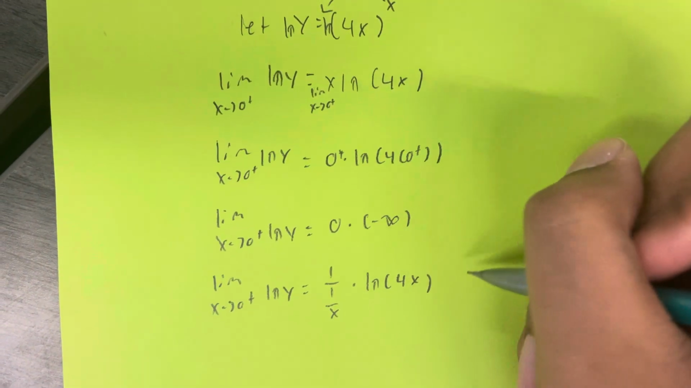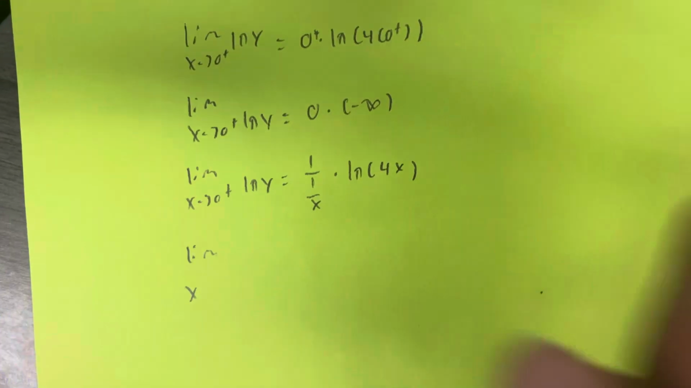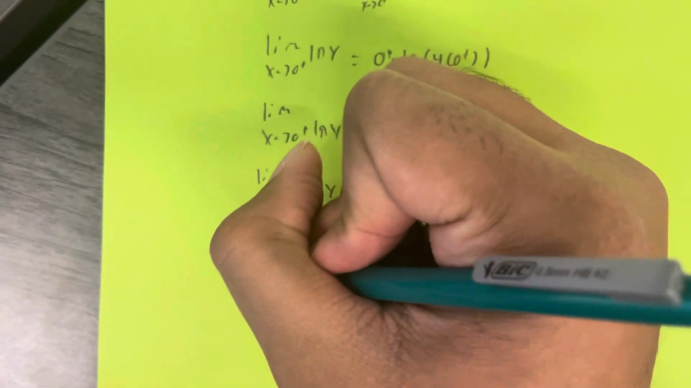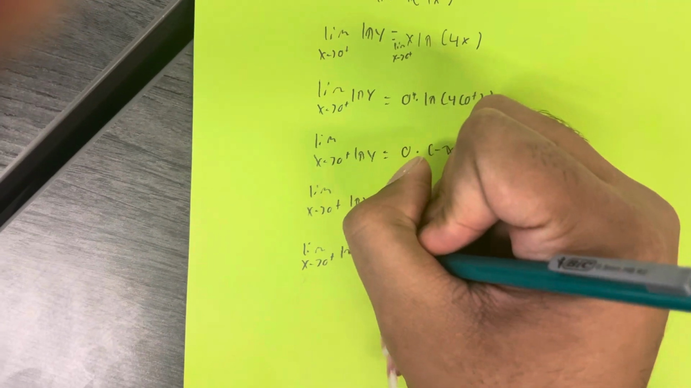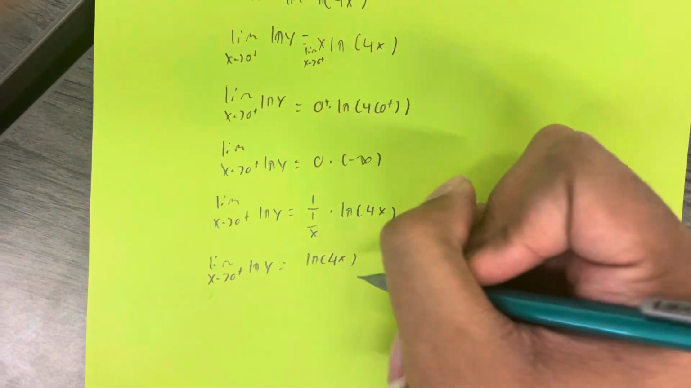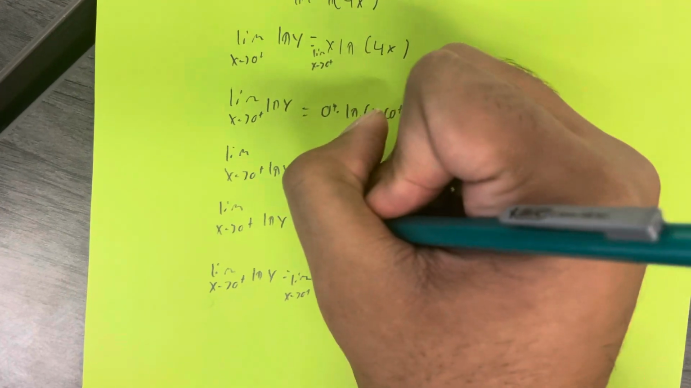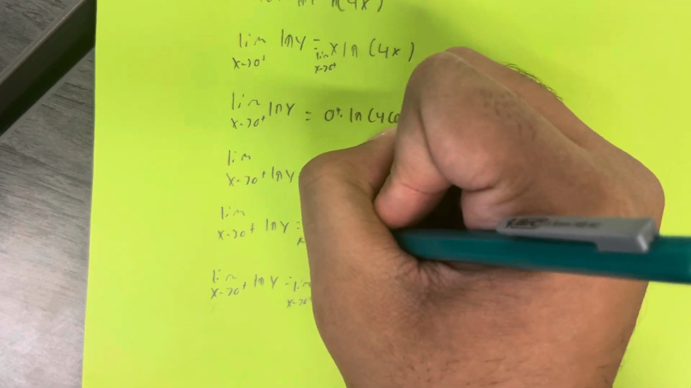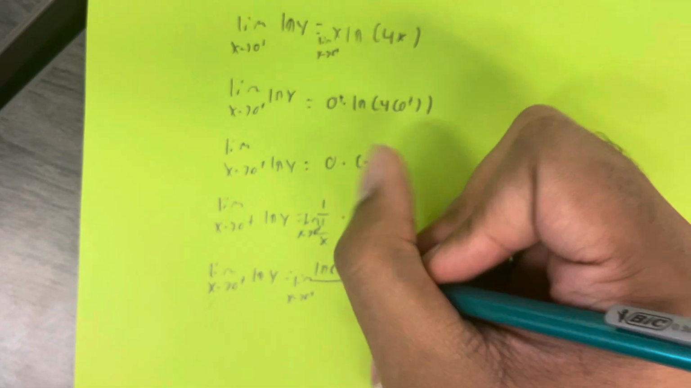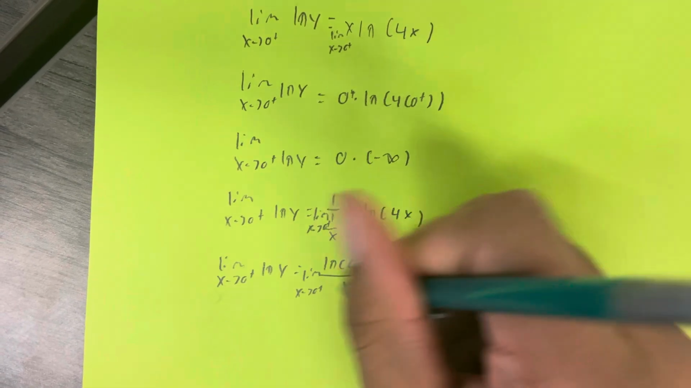Which will then give us, you're getting it, right? Let me rewrite this better. Limit as x approaches 0 from the right, ln y equals ln 4x. Can't forget your limit. I almost forgot my limit, y'all. See? Over x, or over 1 over x.